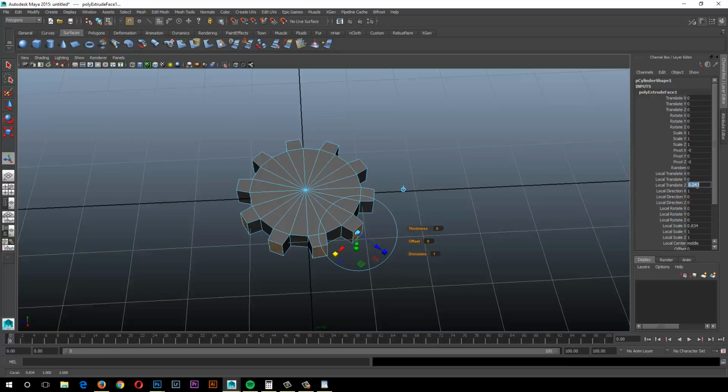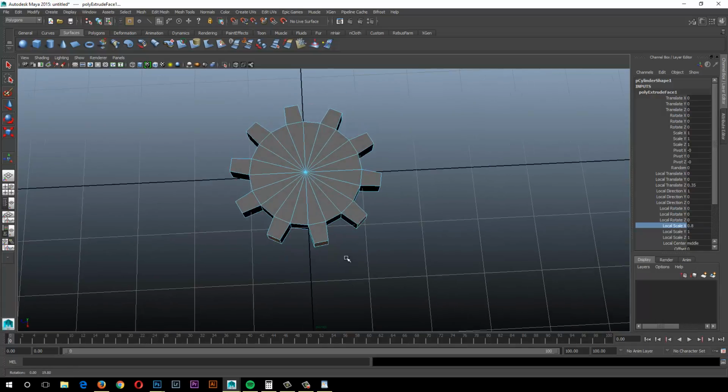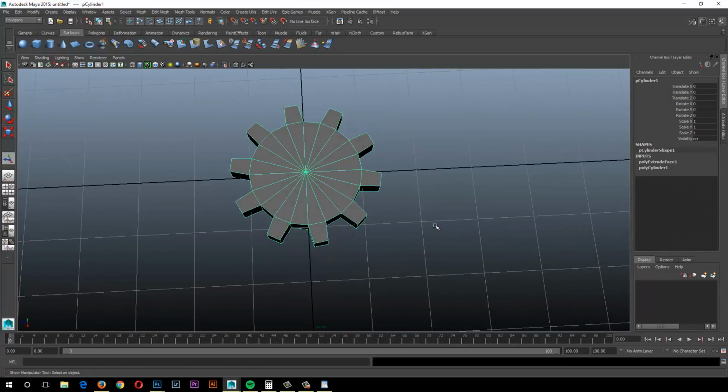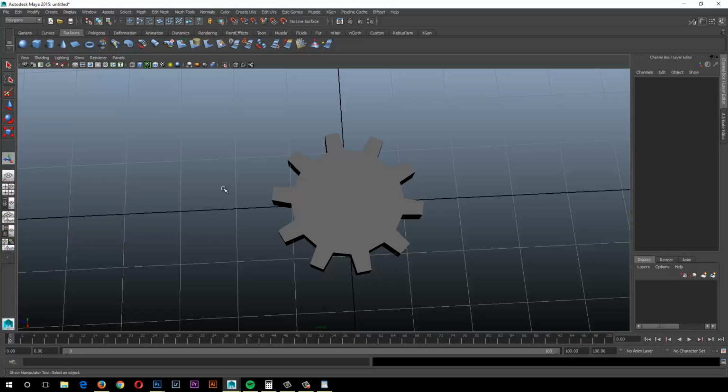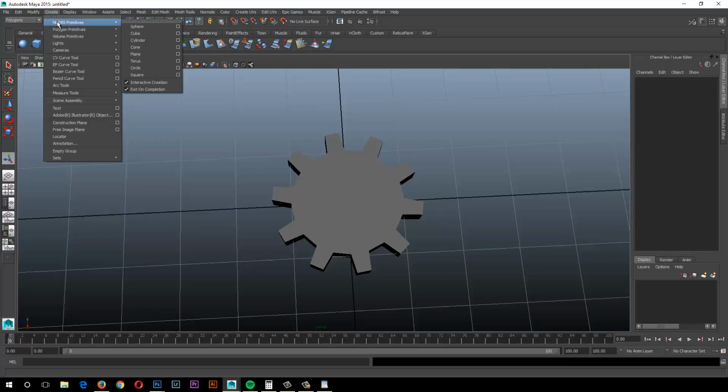And then over here, I'm going to set values so I can get the same length and tapering on all my gear teeth. So I'm going to use 0.35 for the length and 0.8 for the taper amount. So there's my first gear. Now what I want to do is build a bigger gear like I had before, and to keep the math simple at first, I'm just going to double the amount of teeth.